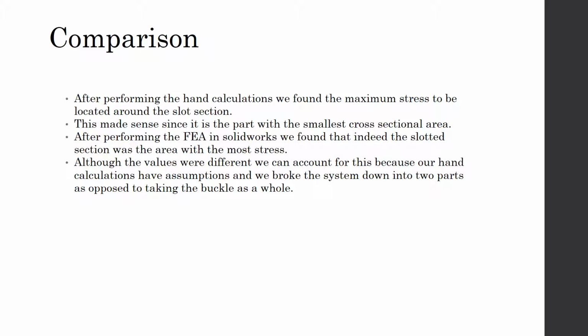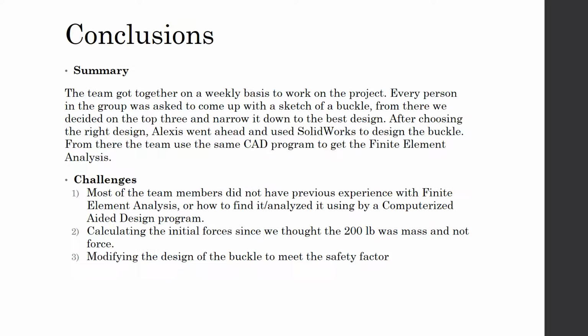After comparing the hand calculations with our FEA, it did correlate that the slotted hole area was the one experiencing the maximum stress, which is what we expected through our hand calculations. The values, like I said, were different. That had to do a lot with the mesh. Also, in our assumptions, we were separating the buckle into two separate elements as opposed to just taking the buckle as a whole. So this can account for the differences in values that we had for our stresses. But we did find the area was the same for both hand calculations and the FEA analysis.